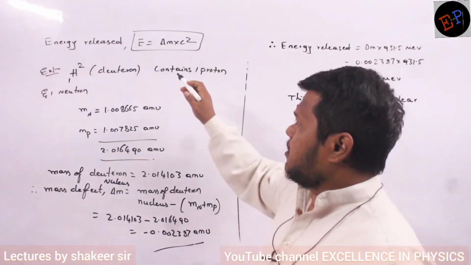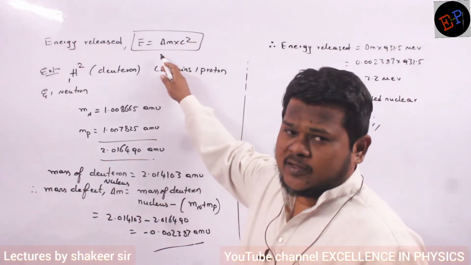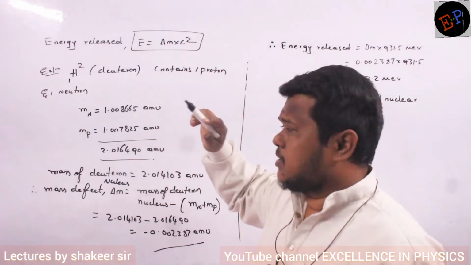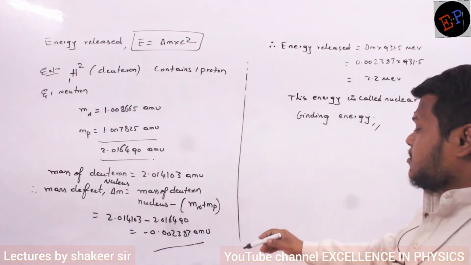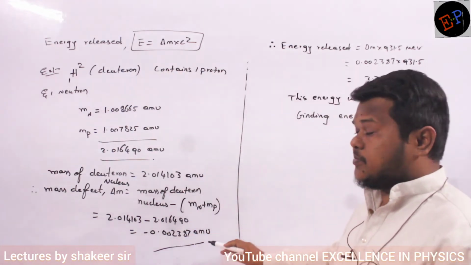By using Einstein's equation of mass-energy equivalence, E = mc². Delta m is nothing but the mass disappeared. What is the mass disappeared? This much amount of mass has disappeared.